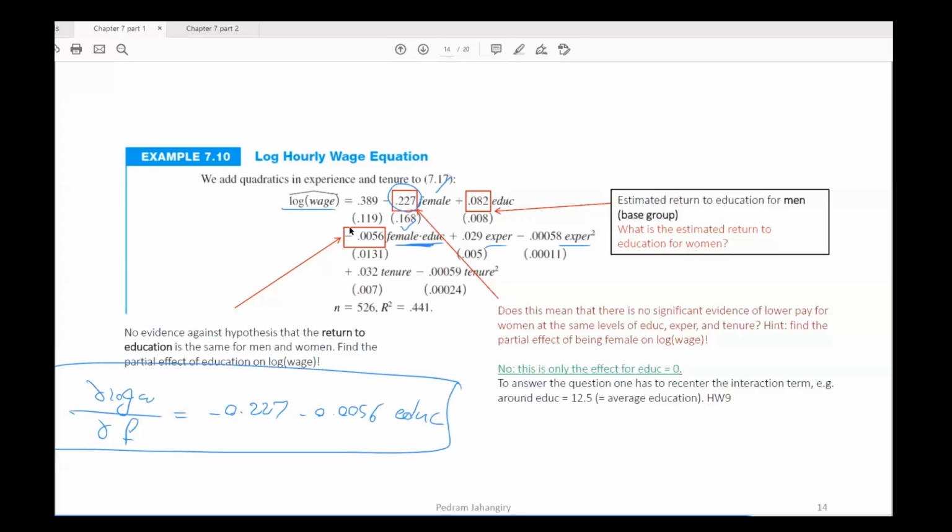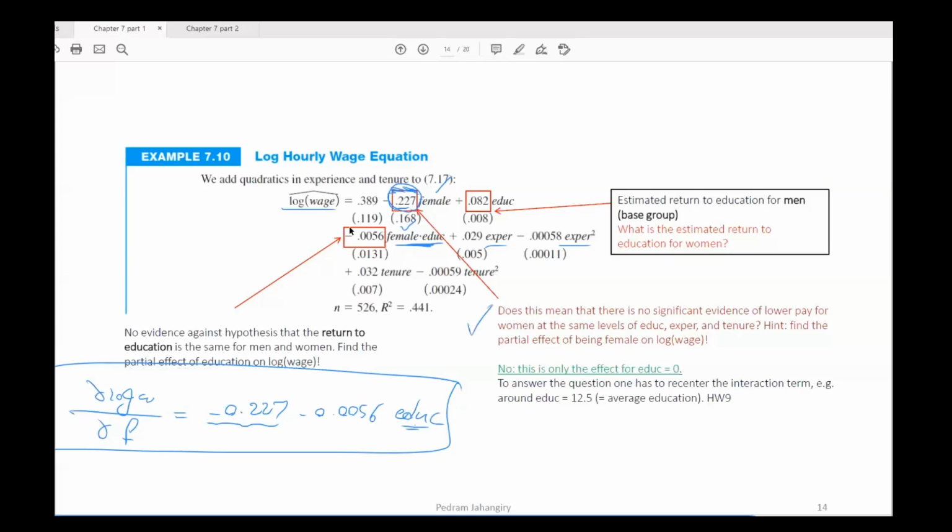So how do I interpret this number? This says that females on average will earn 22.7% less than males, holding everything else constant, and education is equal to 0. Because if education is not equal to 0, this number is not minus 22.7%, right? So again, take the derivative. So that's one thing.